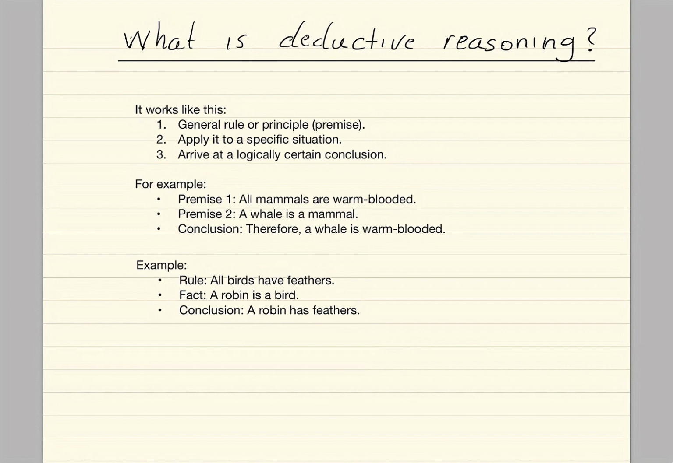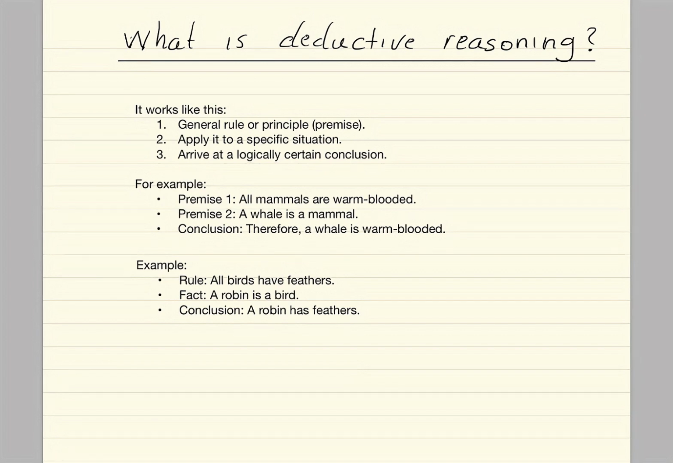So we have two premises. Now we know those two premises are correct. From what we know and understand, they're both correct. Therefore, if those two premises are correct, the conclusion must also be true. A robin has feathers. So what you need to understand with deductive reasoning is we start with a general rule, something that's general, not very specific. And then we arrive at a conclusion that is specific about a situation that we're trying to understand.